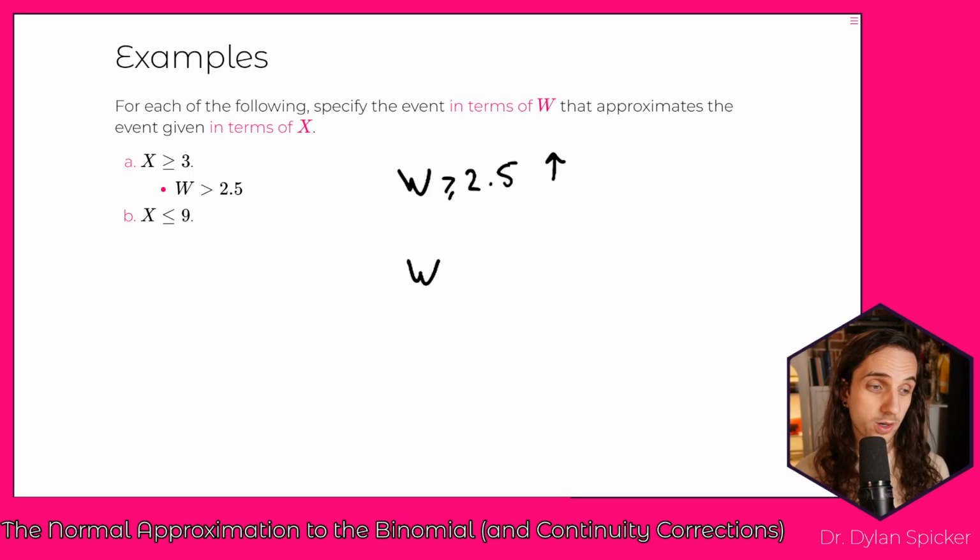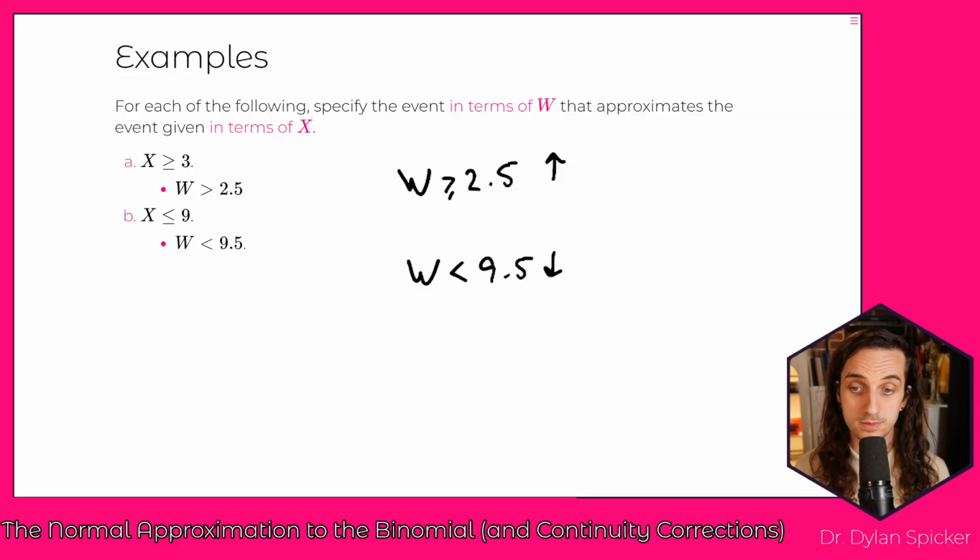So then what values are going to round for w so that they would all be less than or equal to 9? If we take anything that's less than 9.5, then that's going to round down to being less than or equal to 9, right? So w less than 9.5. What about for x being greater than 5?